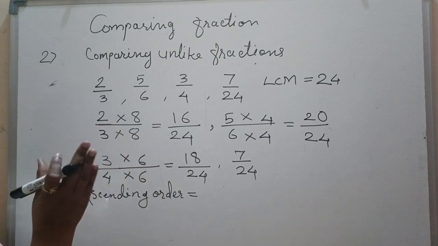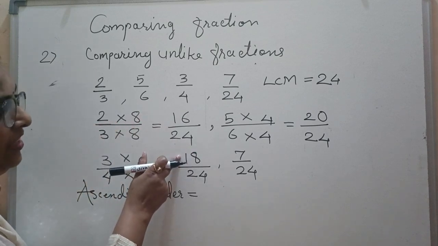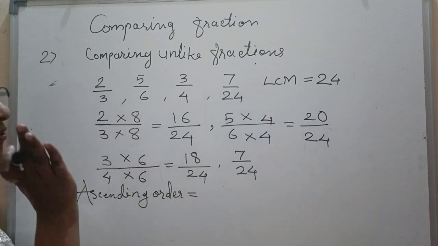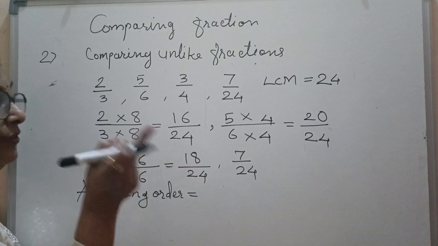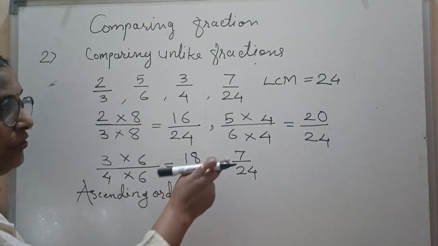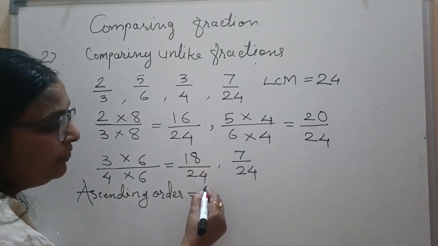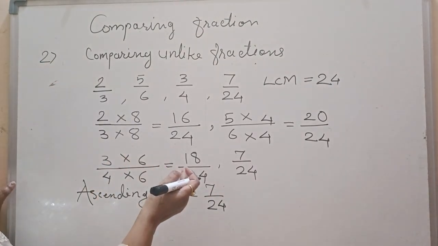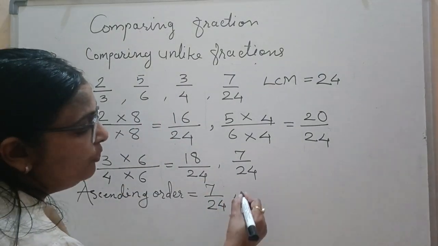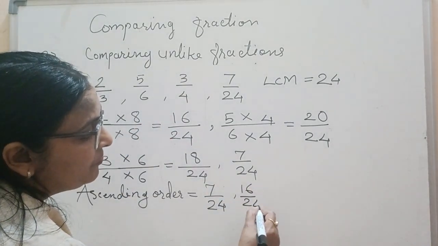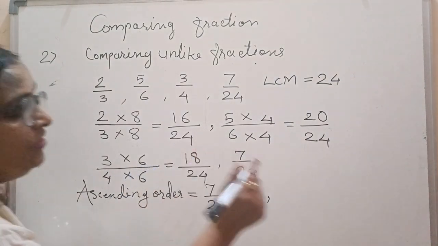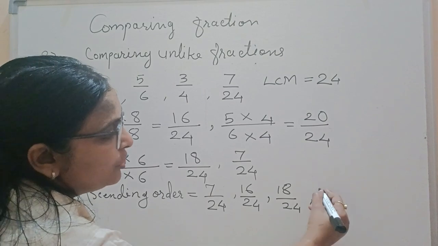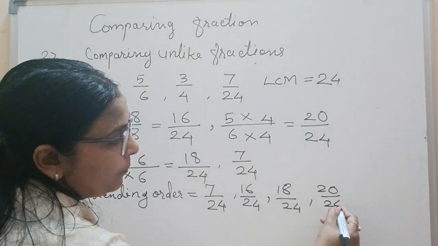What will be the smallest one? Compare this. Here 18 is the numerator, here 7, here 20 and 16. Which one is the smallest fraction here, with the smallest numerator? So 7 by 24 is the smallest one. So I am writing 7 by 24. Next, what will be here? 16 by 24. Next, what is here? 18 by 24. And last, 20 by 24.